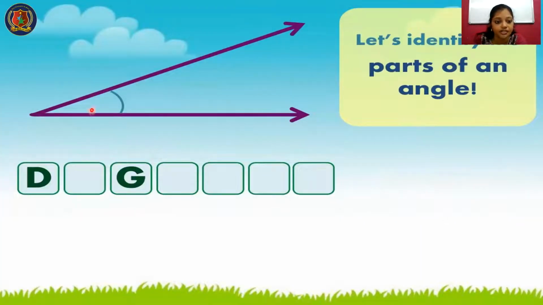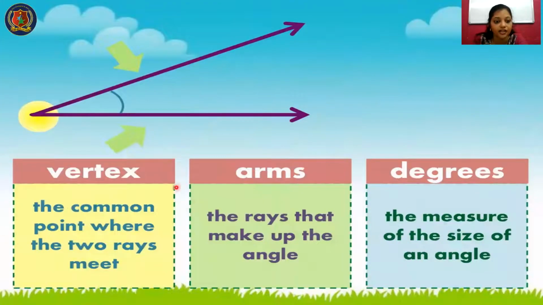I already said in the beginning slide. Yes, this part is there. The small arc that is given is called degrees. So degree is the measuring of the angles. So you see here, vertex, arms and degree are the parts of the angle, children. Vertex is the common point where two rays meet. The arms are the rays that make up the angle. And degrees is the measure of the size of the angle. So what size of the angle is this? Like that, measuring the angle is called degree.